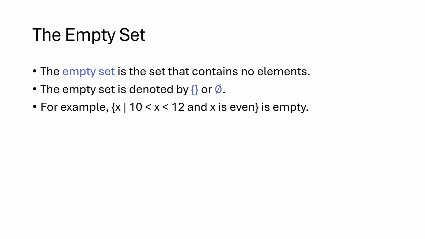As an example, if we use set comprehension and say the set of X's such that X is between 10 and 12 and it's even, you can see that there is no even number between 10 and 12. So as a result, this set is going to be a set with no elements, or the empty set.